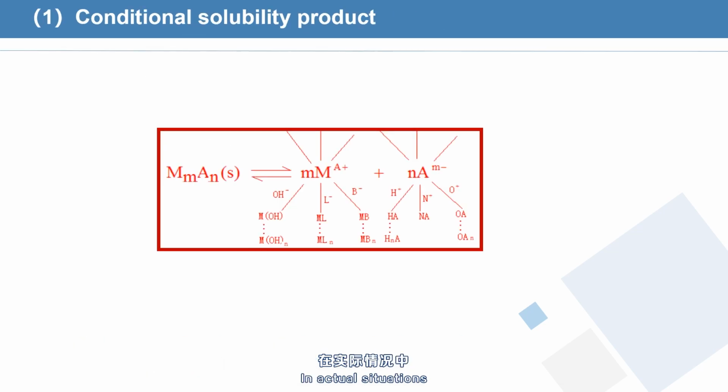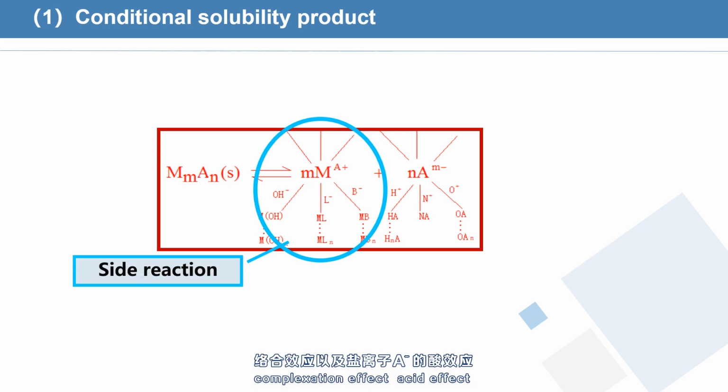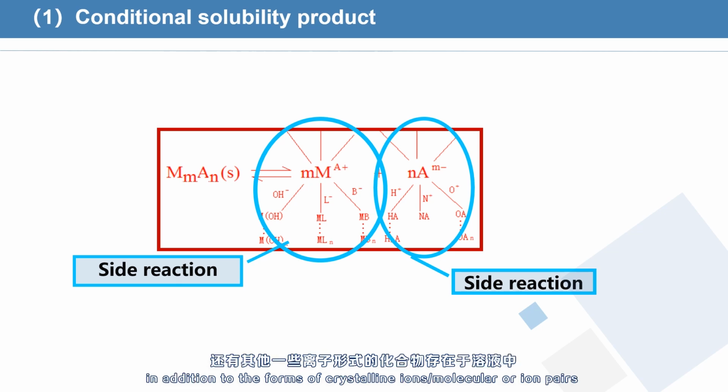In actual situations, precipitation equilibrium will be more complicated and easily affected by side reactions, such as the hydrolysis effect of M, complexation effect, acid effect, and coexisting ion effect, and so on. Therefore, there are some other ionic forms in the solution after the precipitate dissolves, in addition to the forms of crystalline ions or molecules or ion pairs.